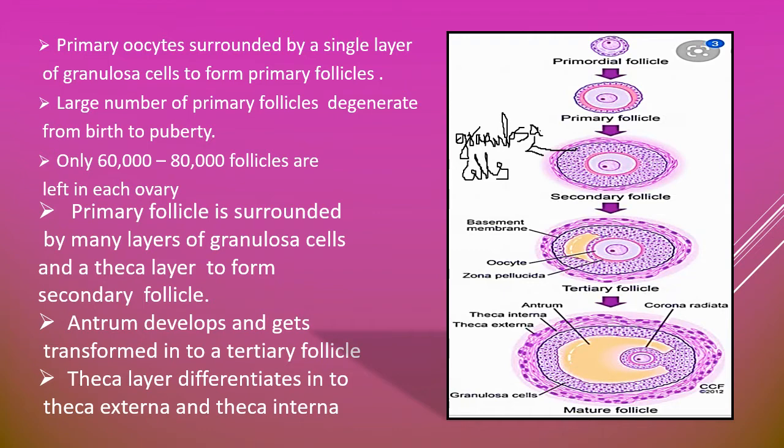Then the primary follicle is surrounded by many layers of granulosa cells and it develops a single theca layer to form the secondary follicle. Now, the secondary follicle develops a fluid-filled cavity called antrum and changes into a tertiary follicle. In this stage, the theca differentiates into two layers, theca externa and theca interna.